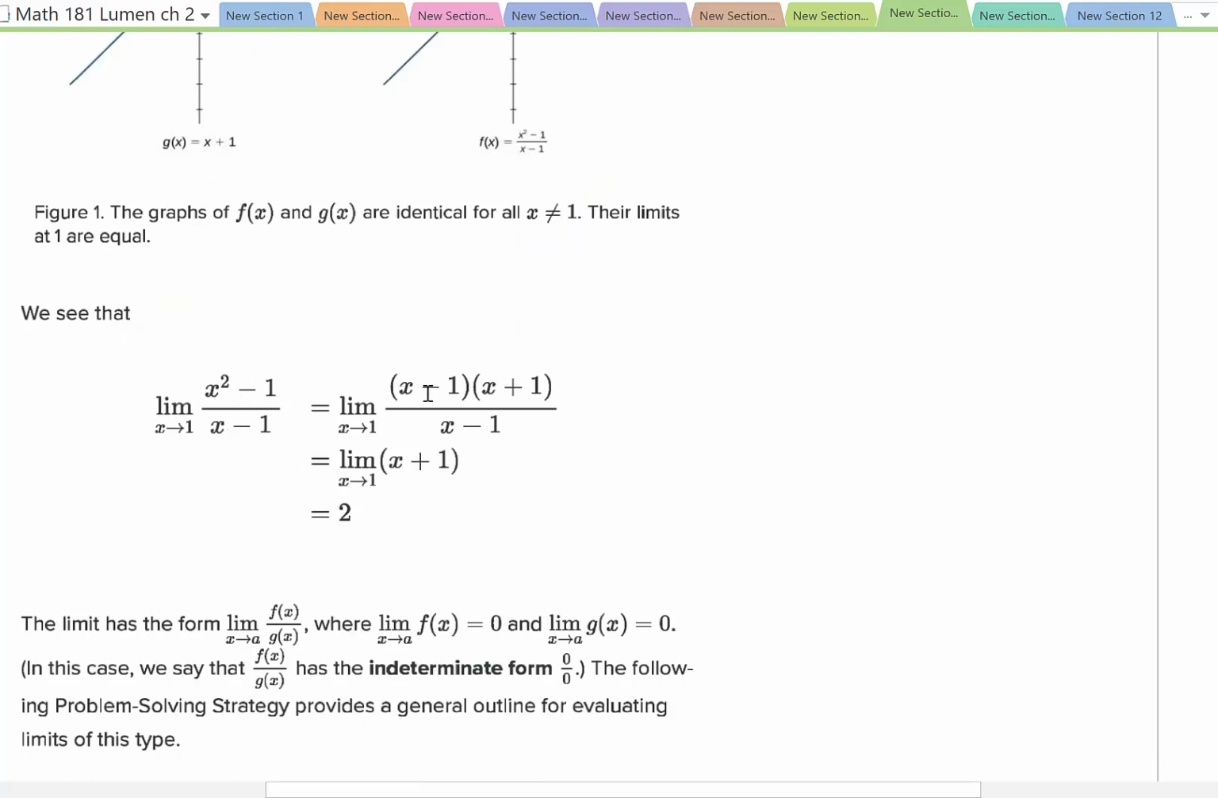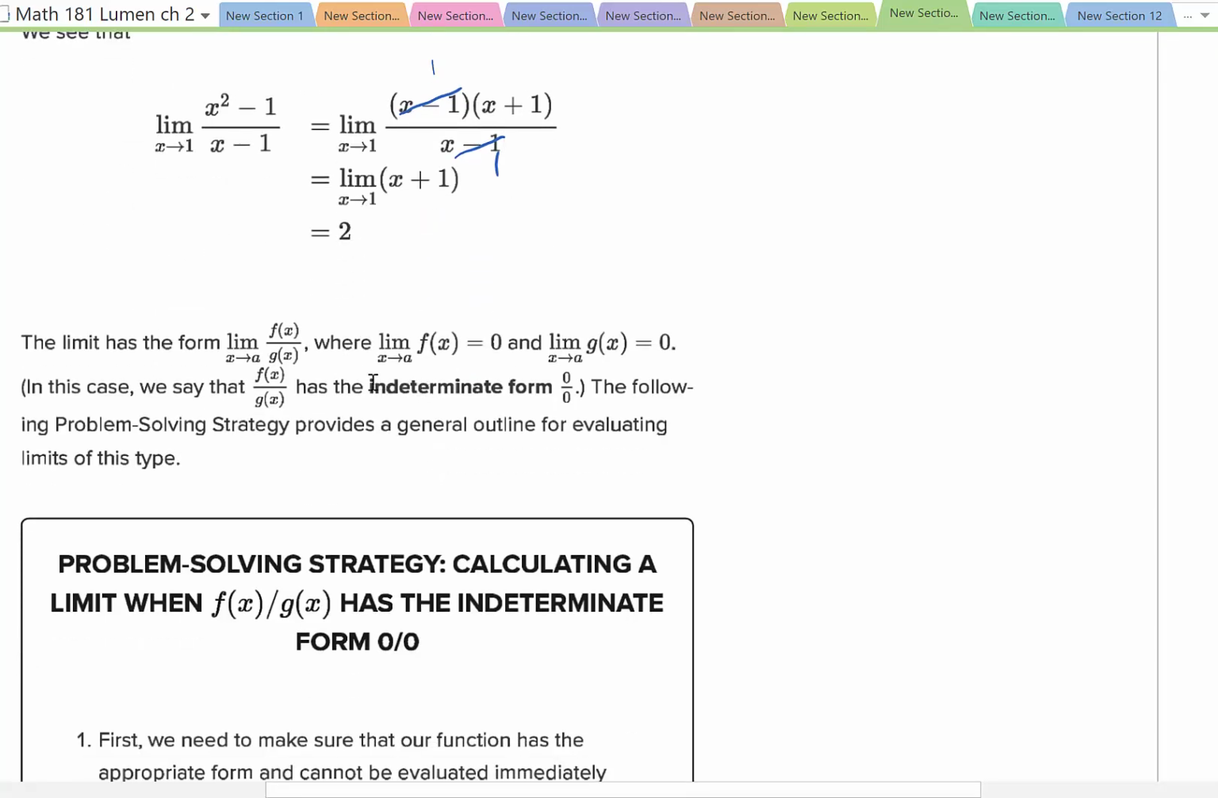So the process essentially would be factoring, dividing out that x minus 1 from the numerator and denominator, and we end up with the limit as x approaches 1 of x plus 1. That's the equivalent limit, which is going to be 2.